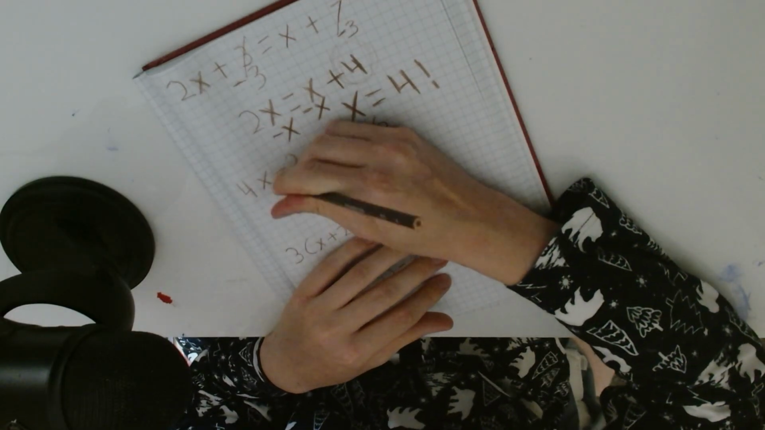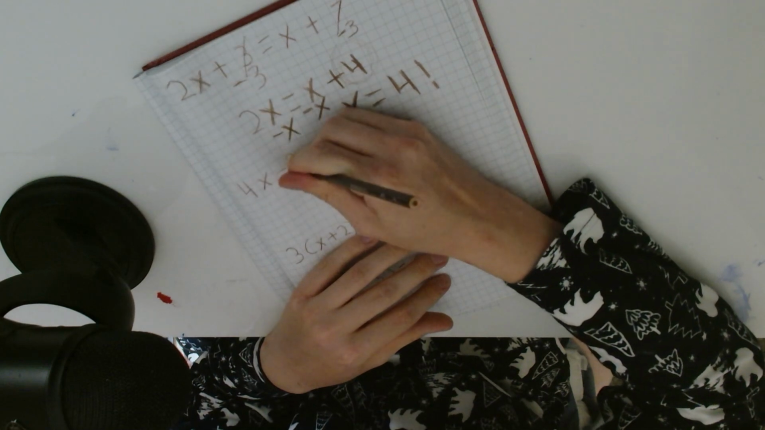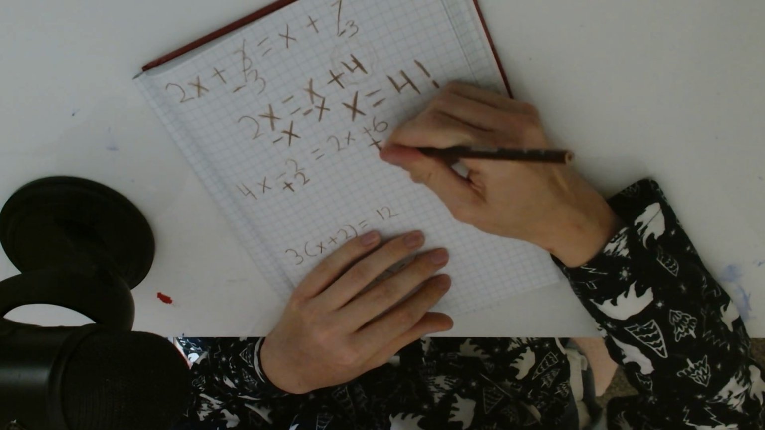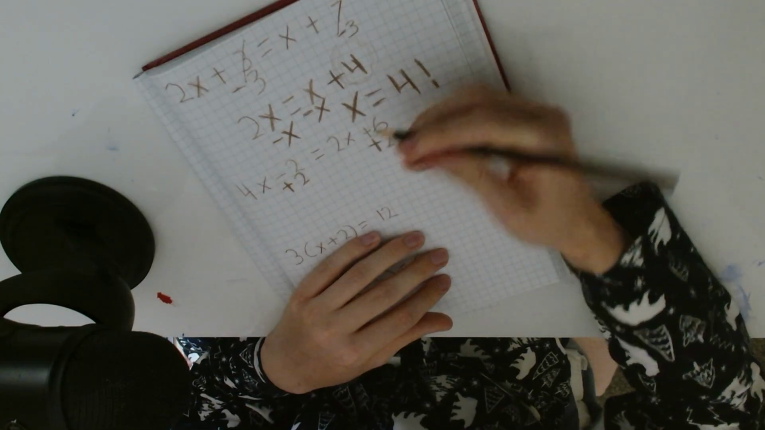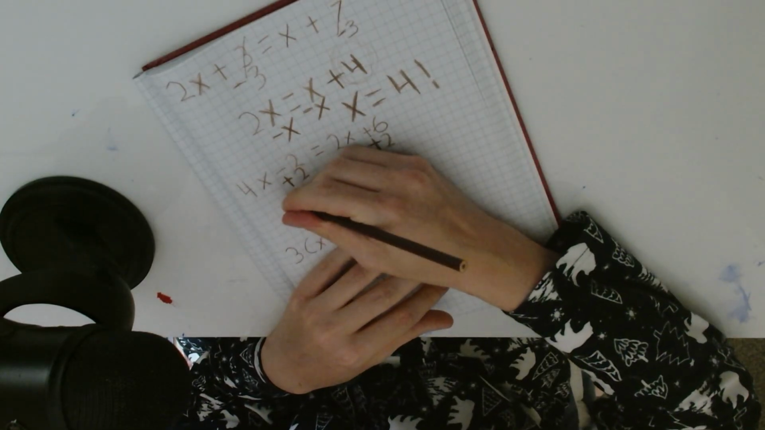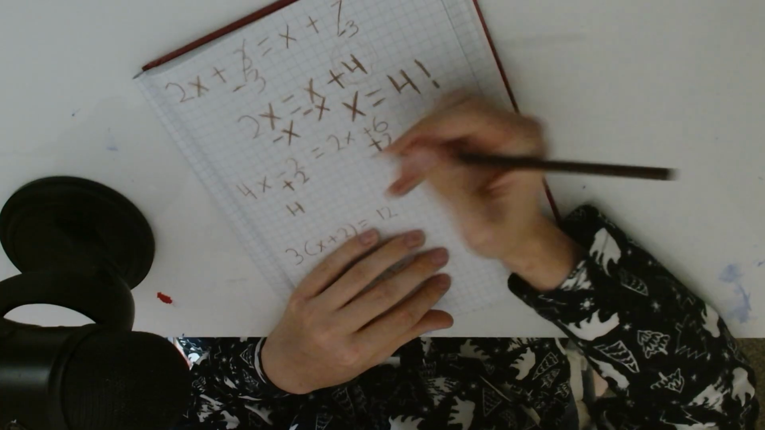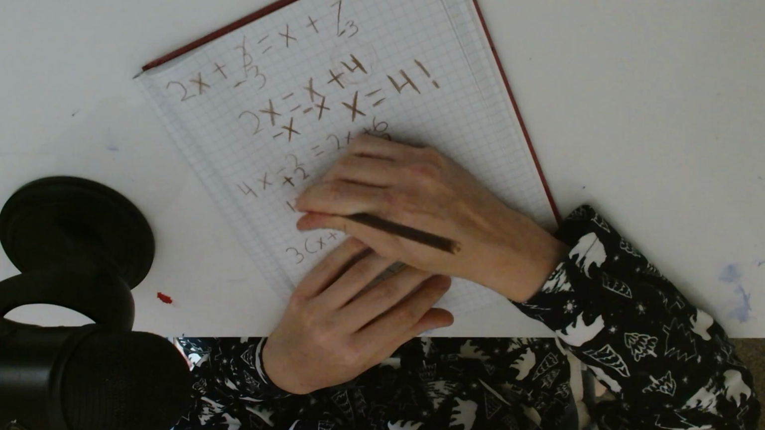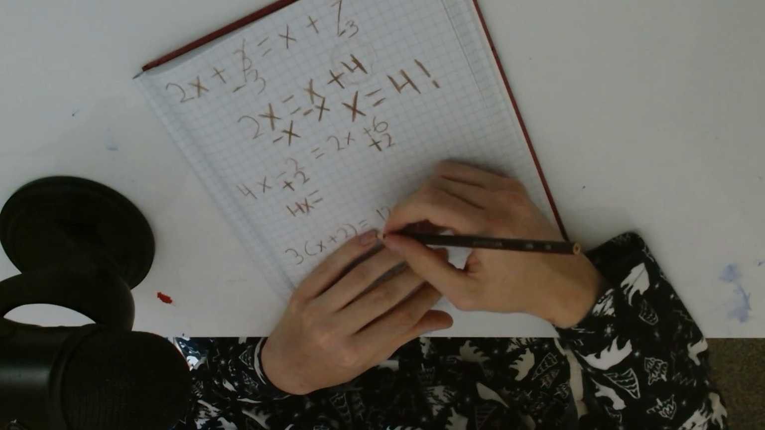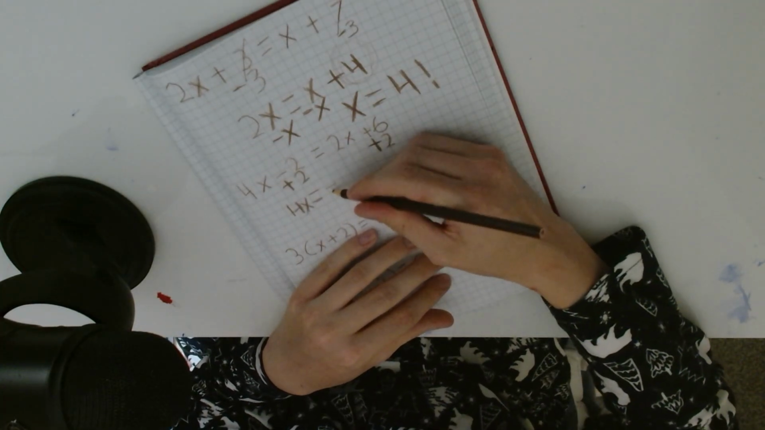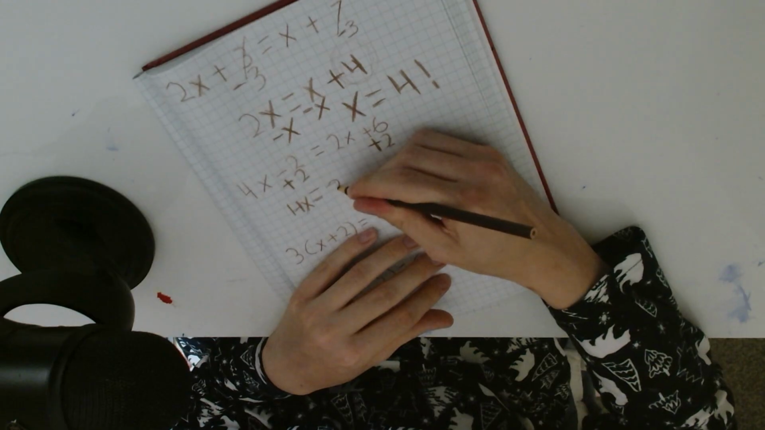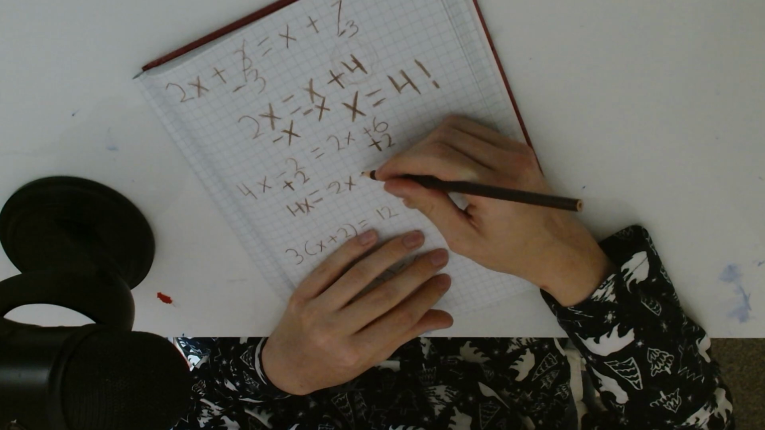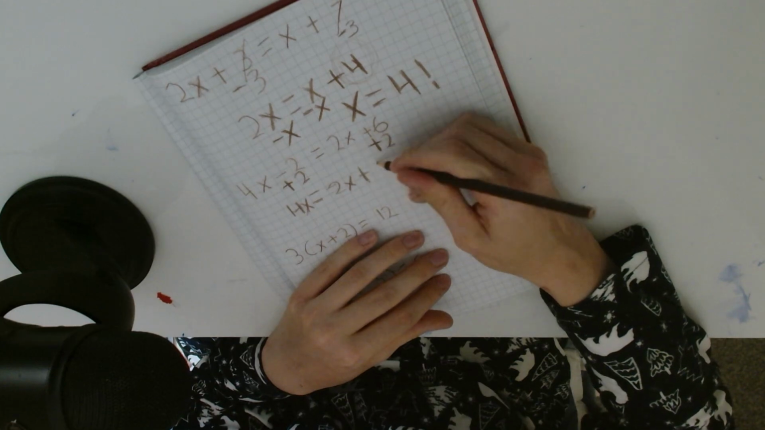We're gonna do plus 2 and then plus 2. So we're left with 4x equals 2x plus 8.